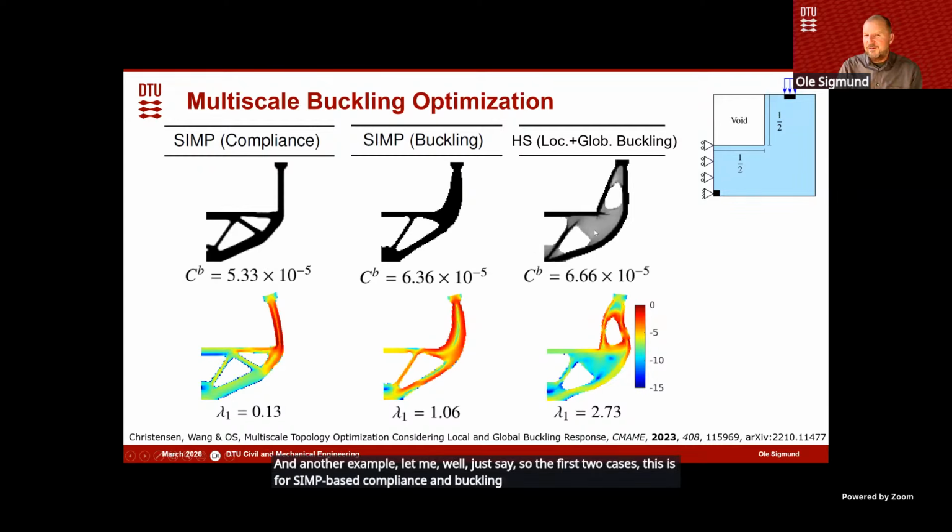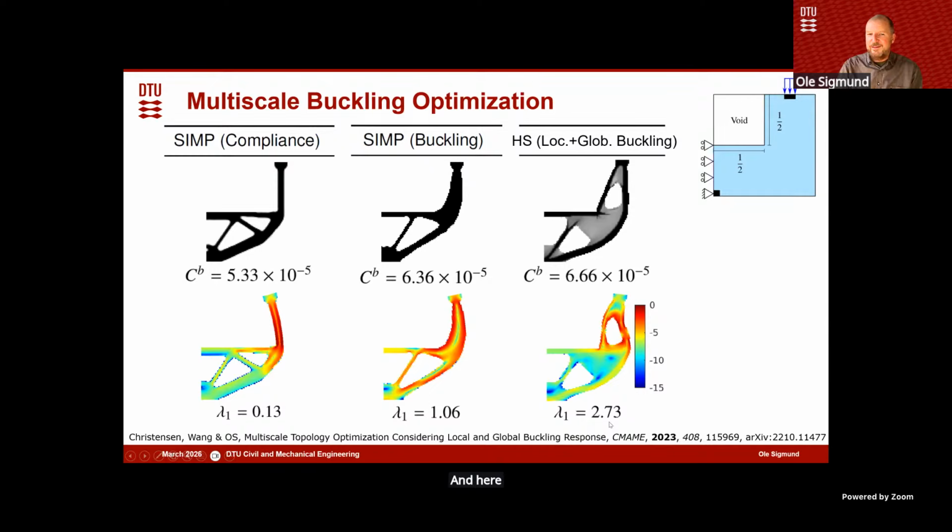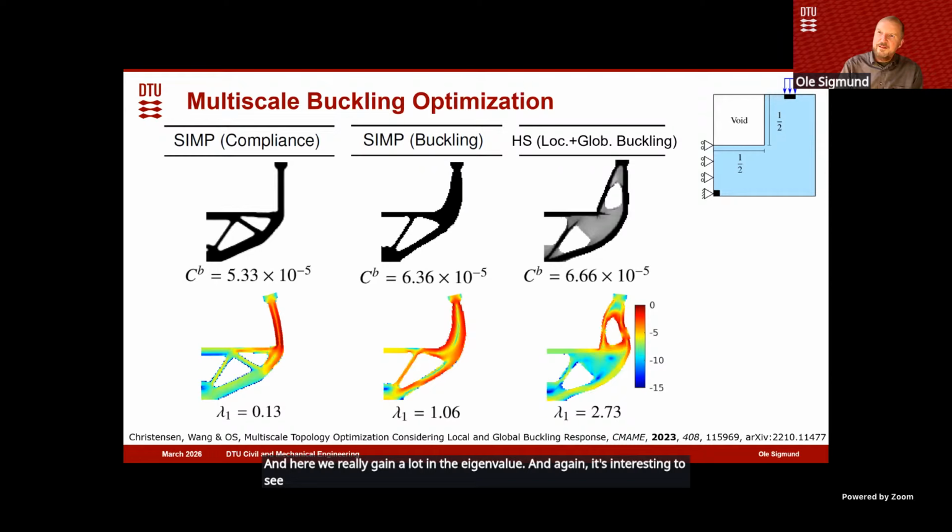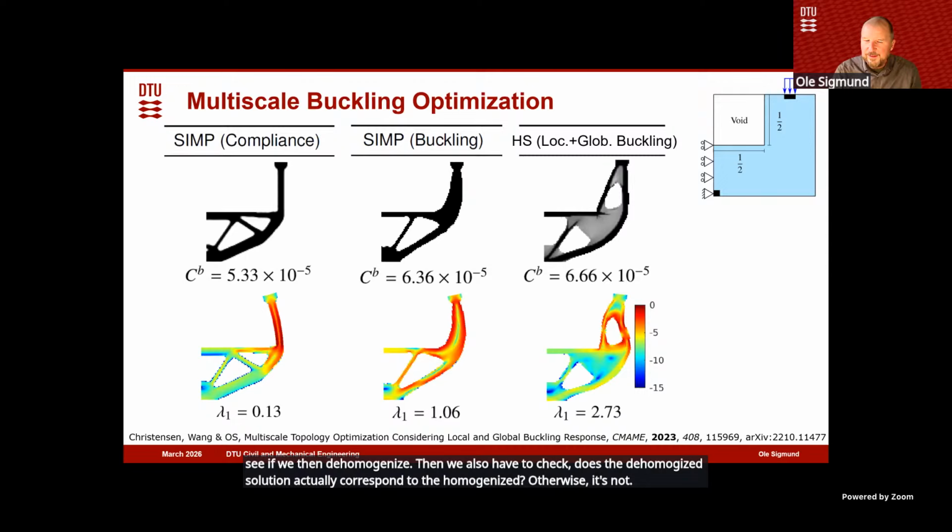But again, if we include the local buckling as a constraint, then we get this structure. And here we really gain a lot in the eigenvalue. And again, it's interesting to see if we then de-homogenize, then we also have to check, does the de-homogenized solution actually correspond to the homogenized? Otherwise, it's not worthwhile anything.